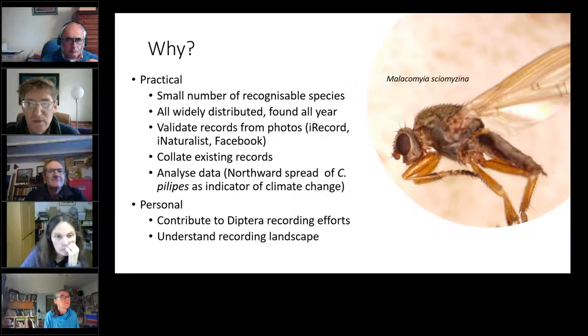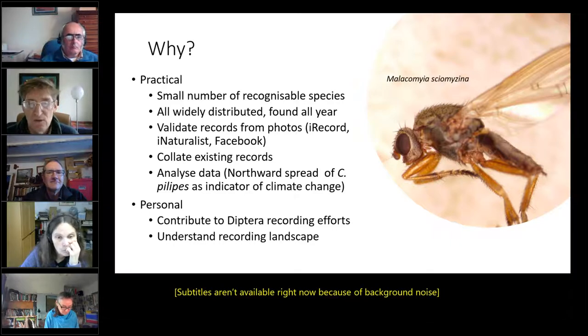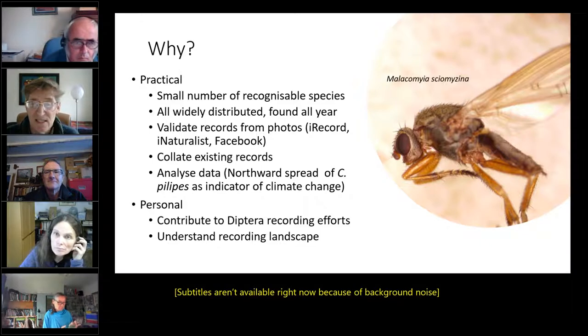I hope that setting up this recording scheme will allow me to collate existing records. And one thing that would be on a research side is to try and see if we can support a claim that has been made that this Coelopa species, Coelopa pilipes, has been spreading northwards to the north of Scotland, Orkney. It's not made Shetland yet, but anyway, there's been a recent change. So it'd be very interesting to know if we can support this from historical records and from continuing observations.